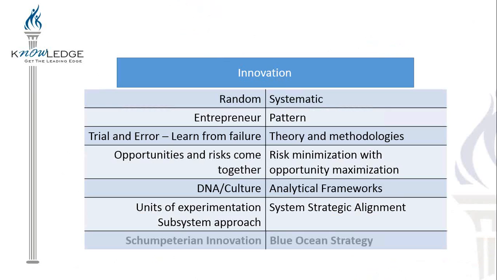On the contrary, Blue Ocean Strategy, as we discuss in this presentation, is very systematic. It has patterns. It has theories and methodologies. It follows the risk minimization approach with opportunity maximization. It has analytical frameworks which can help us implement strategy very strongly. We'll be learning what those analytical frameworks are. It has a systematic strategic alignment approach. Rather than a subsystems approach, it aligns the system within itself, which we call building execution into strategy rather than implementing strategy execution. So as we see, innovation is very random, while Blue Ocean Strategy is very systematic.